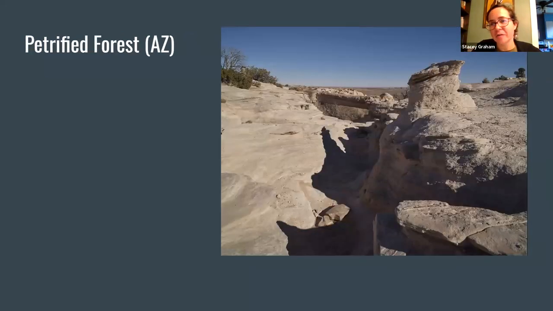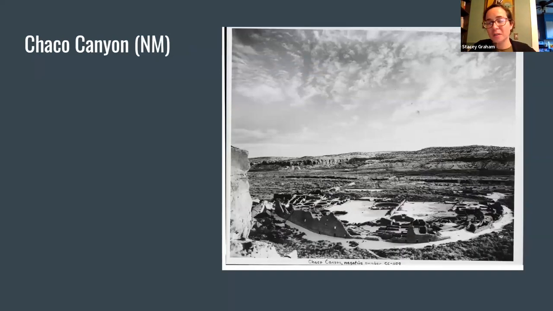The third site is Petrified Forest in Arizona, which has these fabulous formations that look like rocks, but were once trees. Some of you may have already been to the Petrified Forest. I have not actually stopped in the Petrified Forest. I drove through it once, but I didn't stop there. But it's definitely something I want to go see one day. This, of course, is back in the natural interest category.